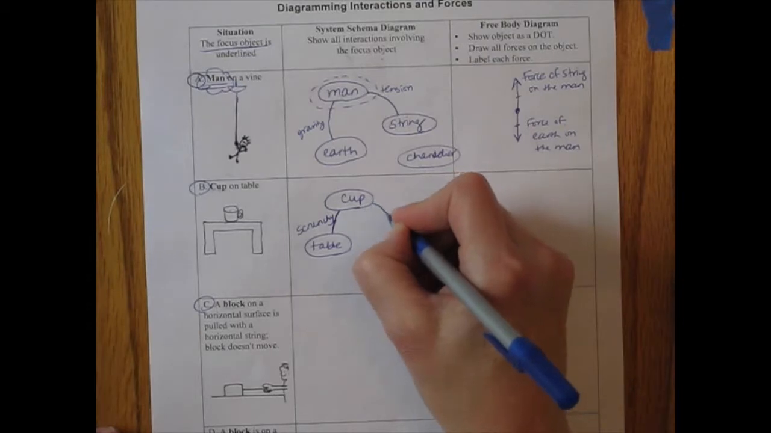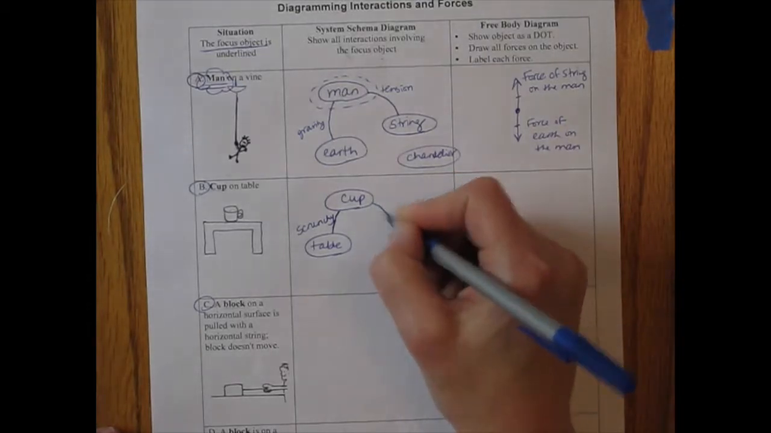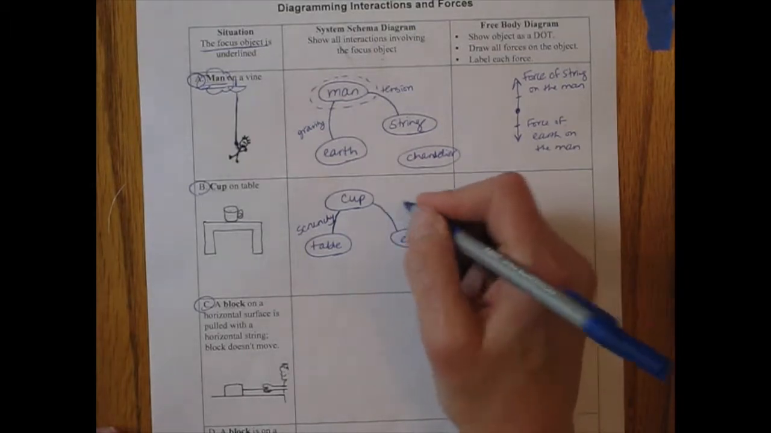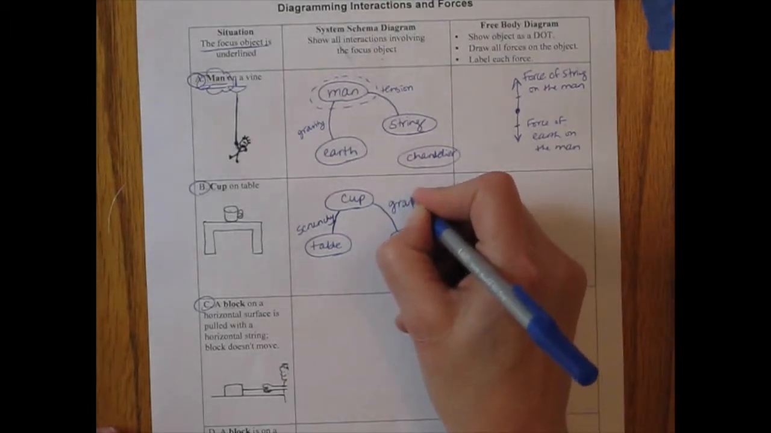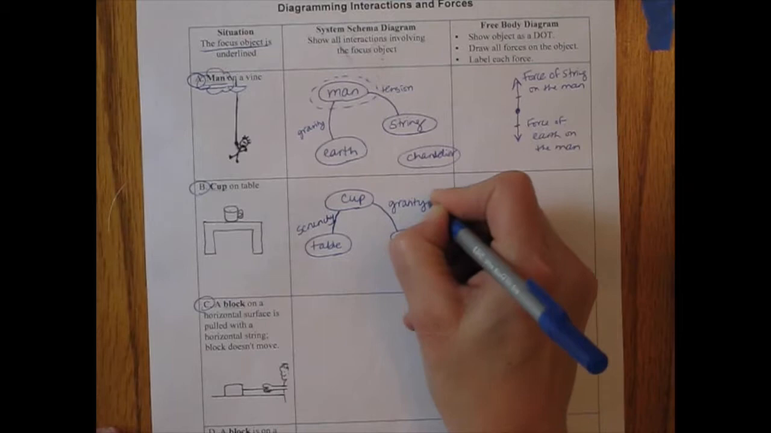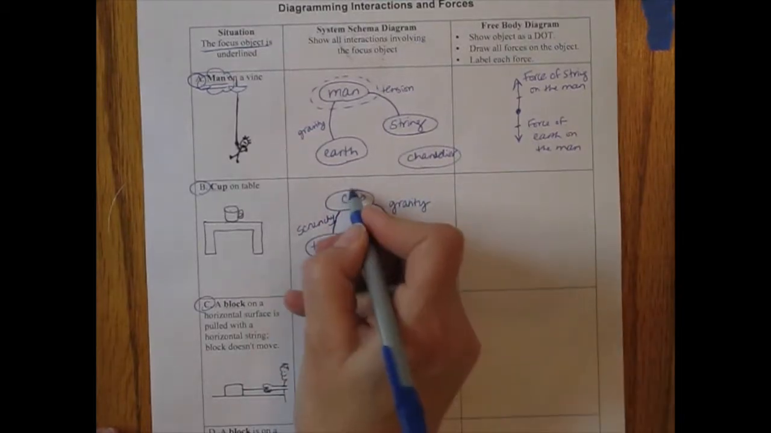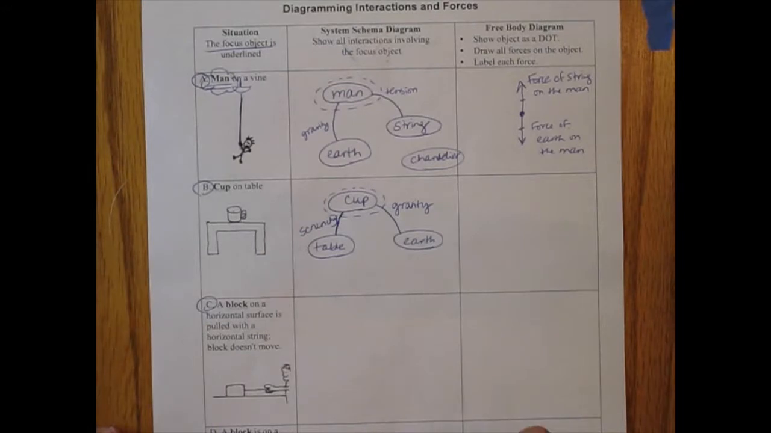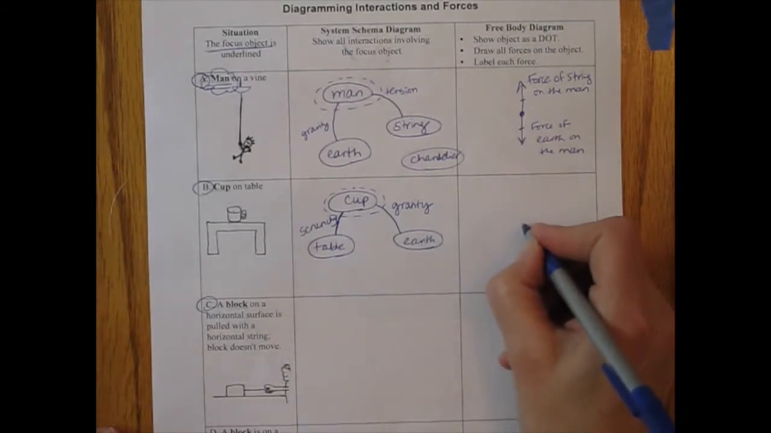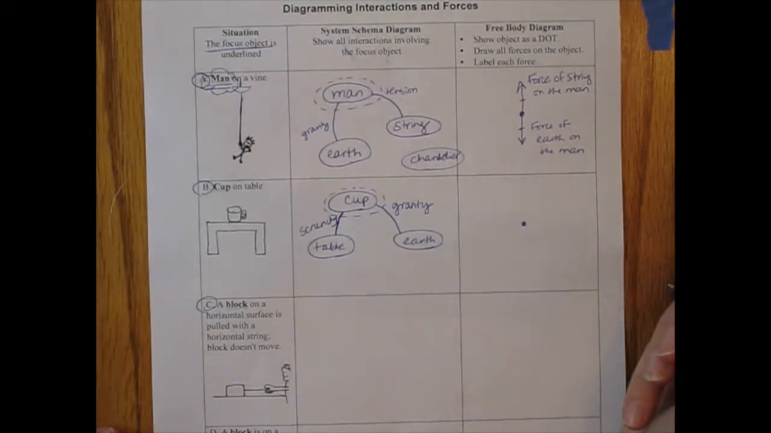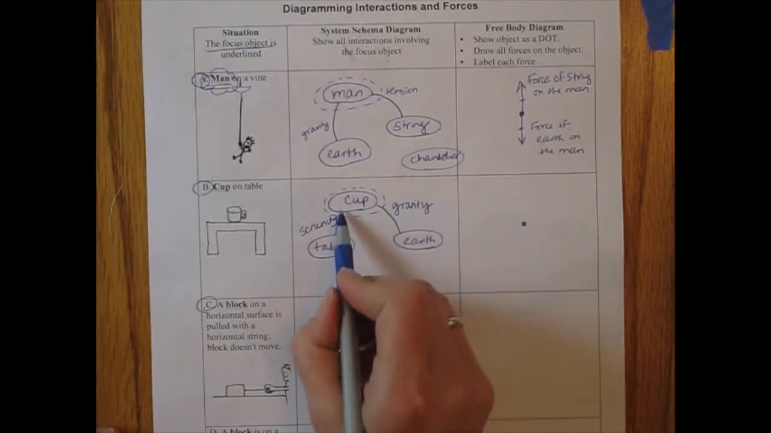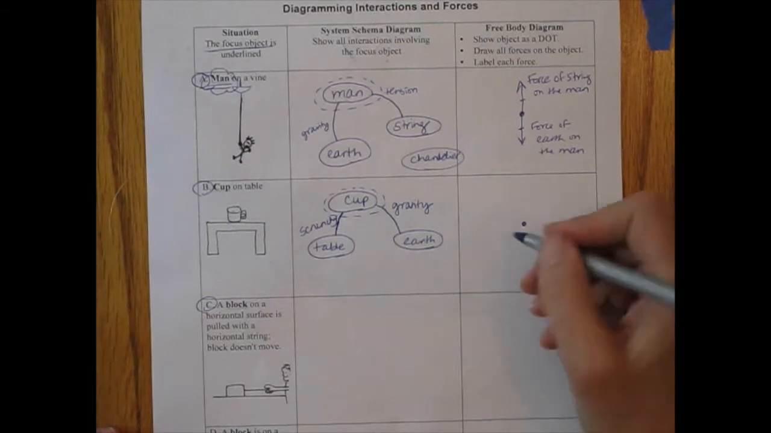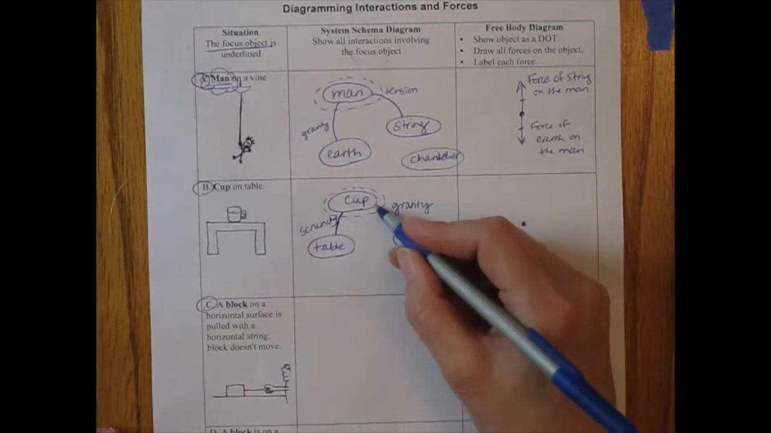And then we have the cup and the earth. These are not touching, but this is one of those interactions that happens at a distance. And that is called gravity. And our focus object is going to be the cup. So now moving to the free body diagram, we represent the cup with a dot, and we look to see how many forces are on the cup. I see that there are two forces, and I'm going to start with this one.